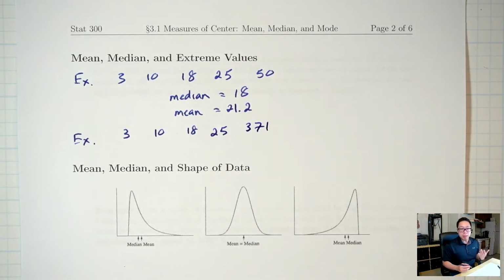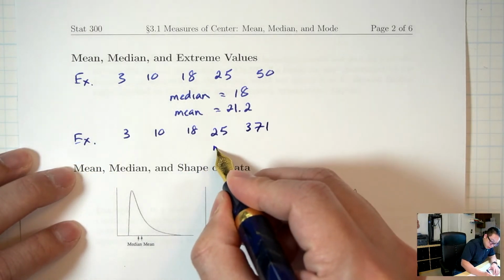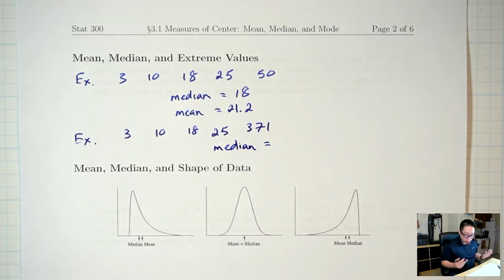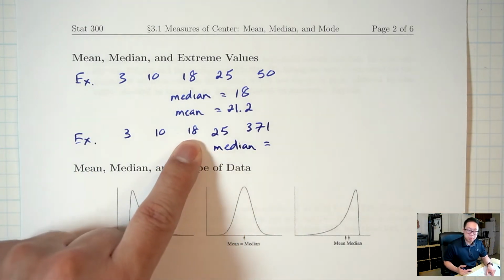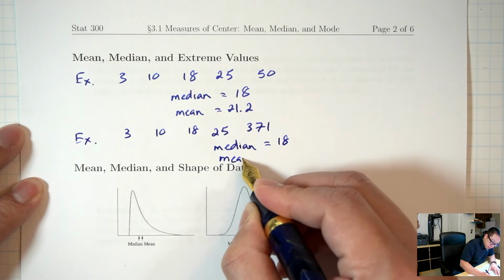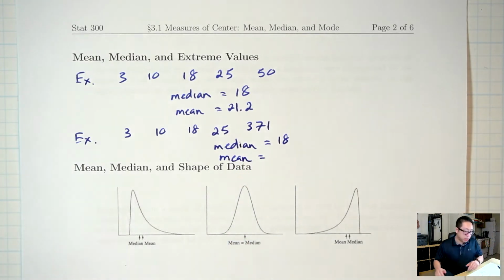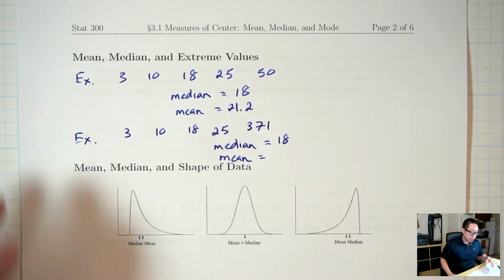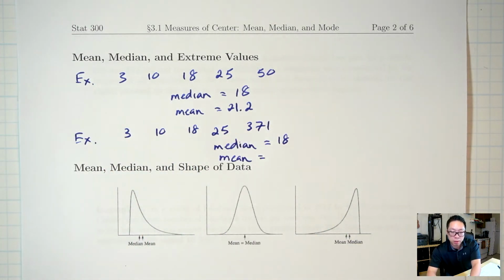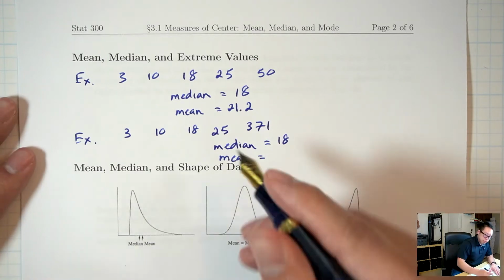And then I'm going to find the median and the mean again. The median here, the numbers are already in order. The median here is 18, the middle number. The mean I'm going to have to calculate, so add up the data values. 3 plus 10 plus 18 plus 25 plus 371, that's 427. And divided by however many data values I have, so 1, 2, 3, 4, 5. So 427 divided by 5 is 85.4.